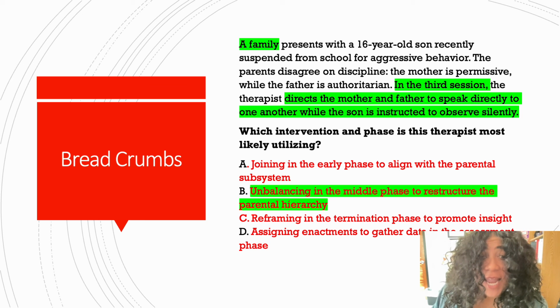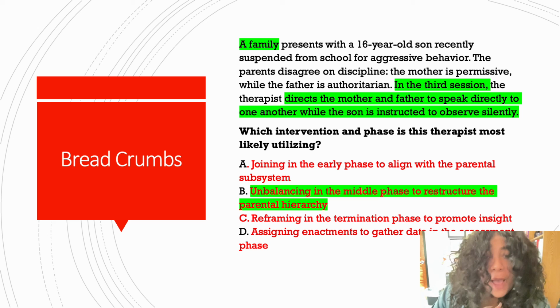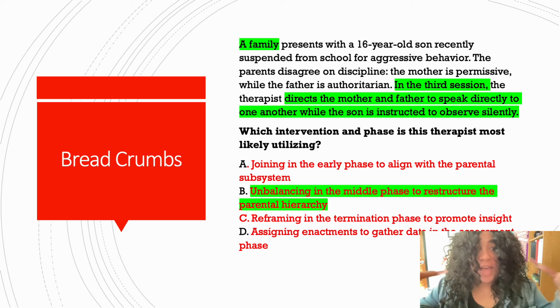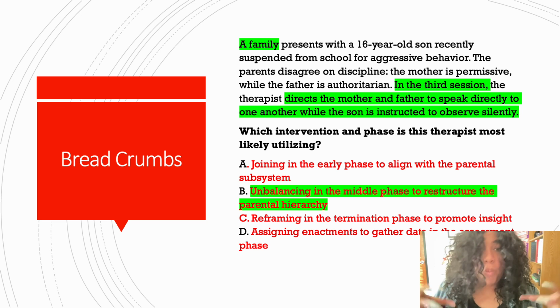D says assigning enactments. Nice, right? Because we think that the mother and the father are directly speaking to each other while the son observes, right? But no, that's not an enactment, because an enactment would be the entire family reenacting what happened at home, right? Does that make sense? The mother and father speak directly to one another, while the son is instructed to observe silently. That is unbalancing, right? The middle phase to restructure the parental hierarchy.